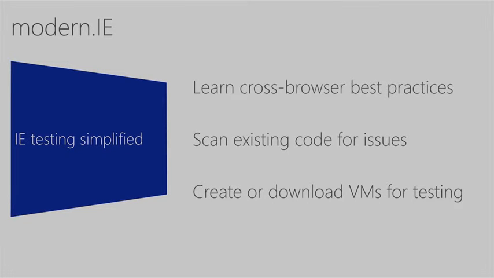The first of these is the Modern IE site. This is a great resource that, in addition to containing cross-browser best practices about just general code for different versions of browsers and responsive design, also has a really useful code scan you could run by entering the URL to your site, which will kick up and raise to your attention potential issues. Lastly, it also makes it easy for you to create or download VMs for various different versions of IE, so you can go test on the real thing of each version to know how your content's going to behave.